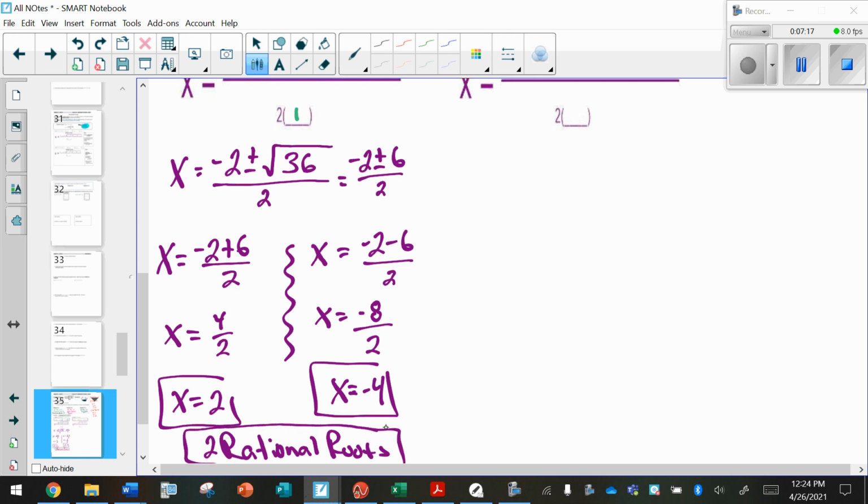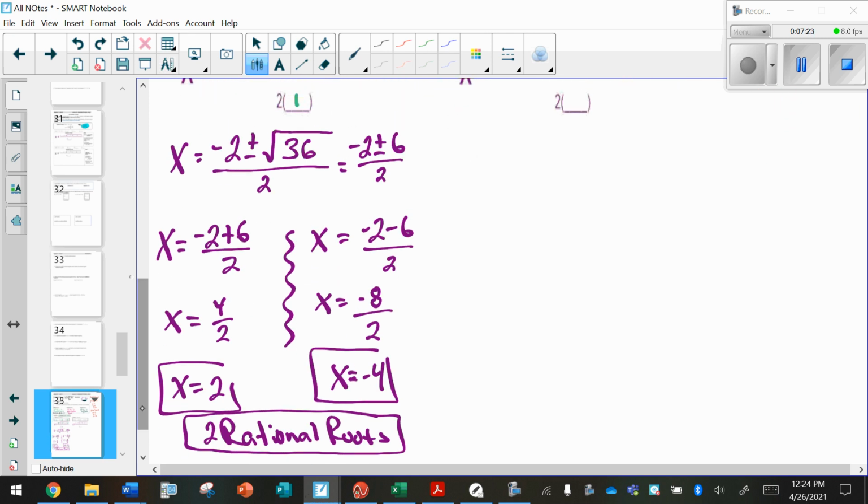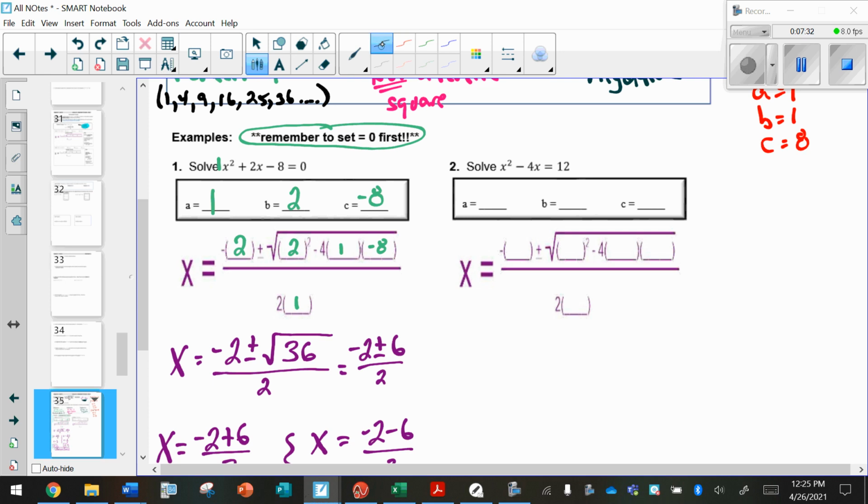Okay, let's try another one. So remember, we have to get our equation equal to 0 first. So the first thing we need to do here is subtract 12 from both sides and rewrite the equation. So it becomes x squared minus 4x minus 12 equals 0. Now I can pick out my a value of 1. My b value, because it's subtracting the 4x, that means it's a negative 4. And for my c value, because it's subtract 12 at the end, that means that it is a negative 12.